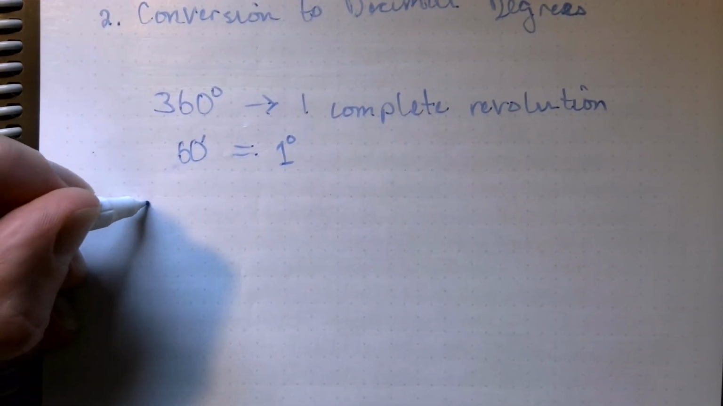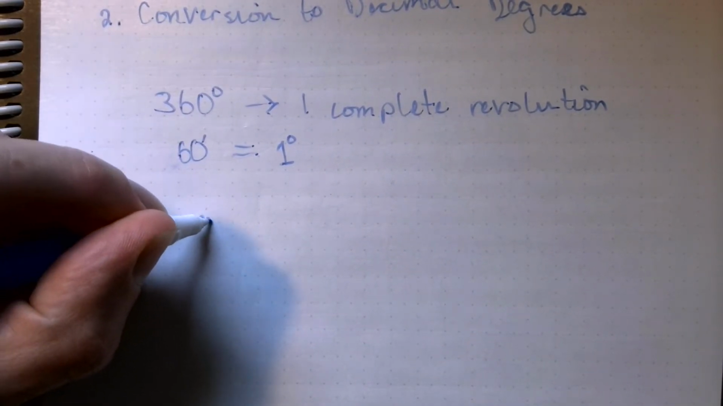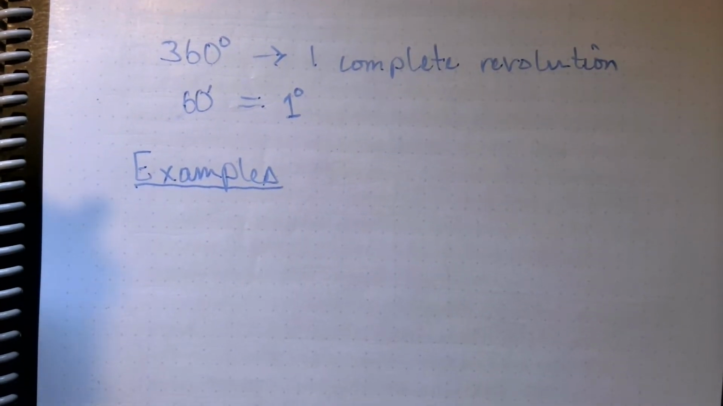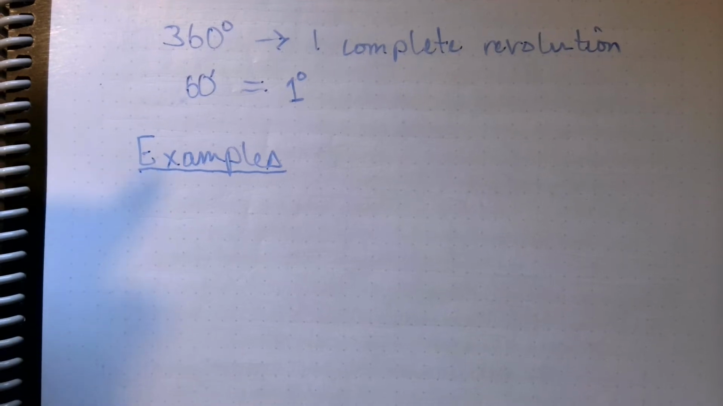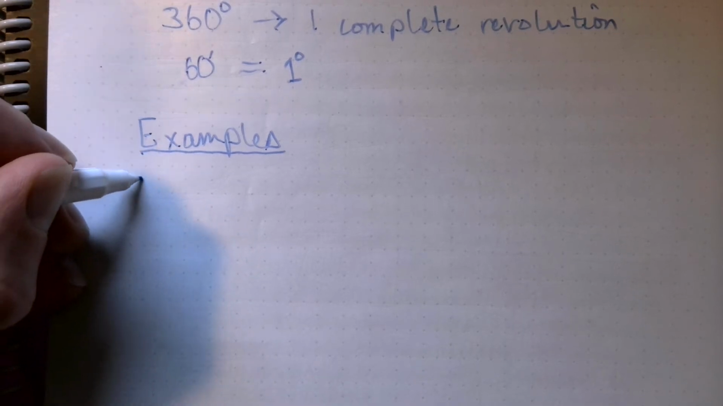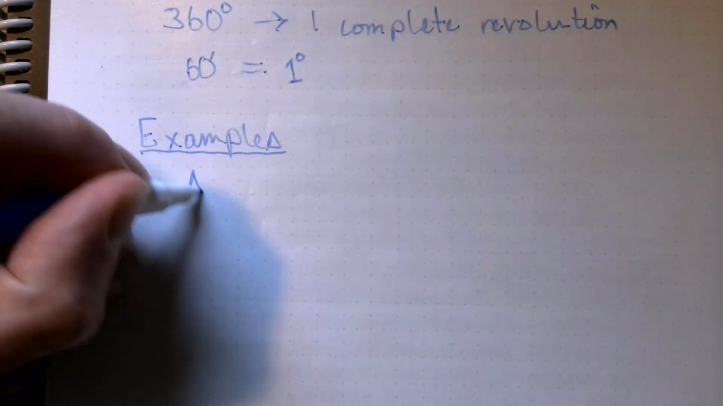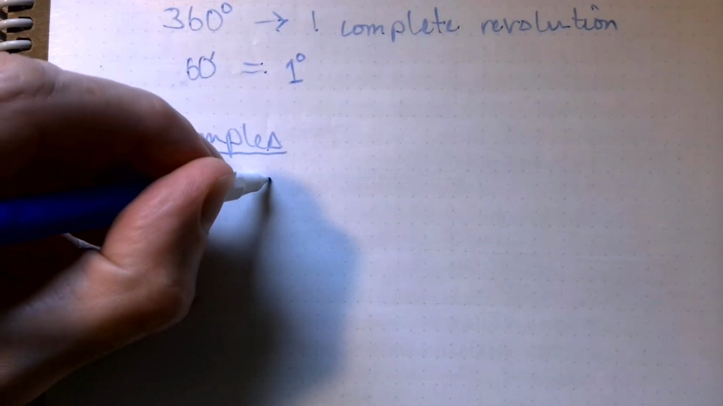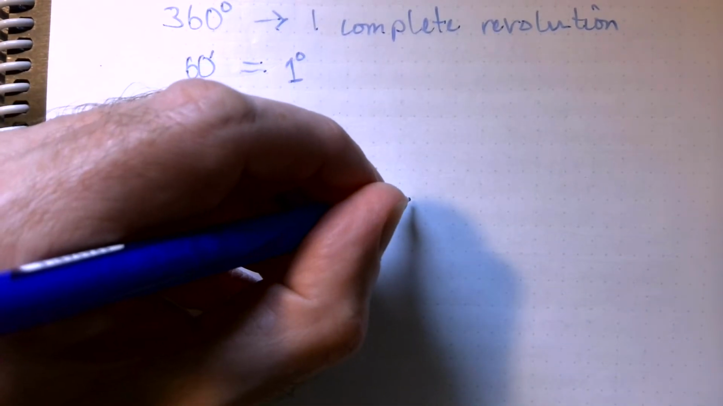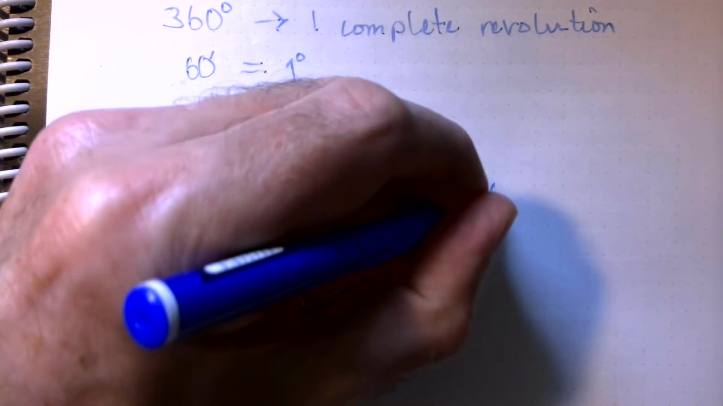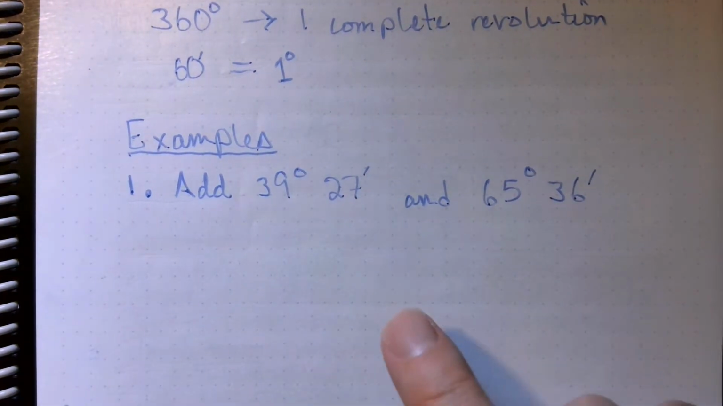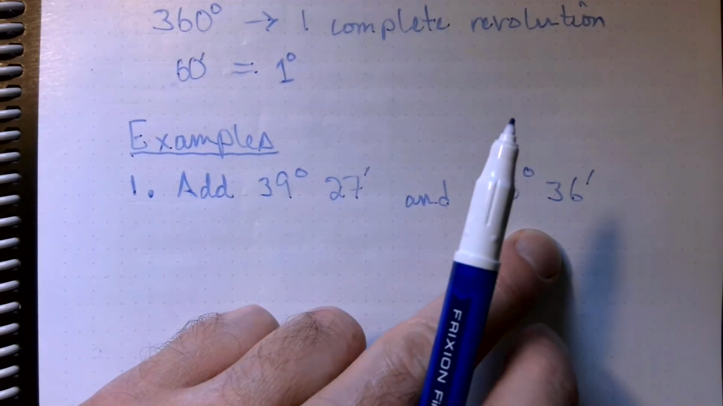Okay, let's just do a couple quick examples of working with degrees and minutes. Let's start with something like this. Add 39 degrees, 27 minutes, and 65 degrees, 36 minutes. Okay, so we're going to take this angle and add this other angle.